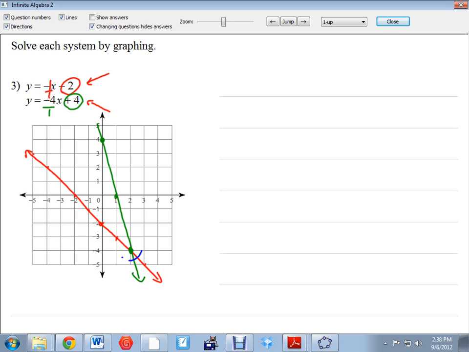When we graph it in, it's pretty clear that these lines do in fact intersect. They intersect at this point right here, and this is what we call the solution to the system, which is at (2, -4), and that would be your final answer.